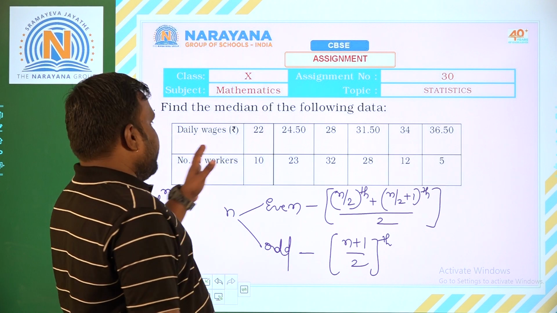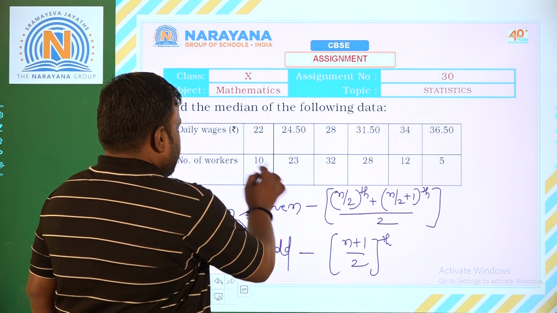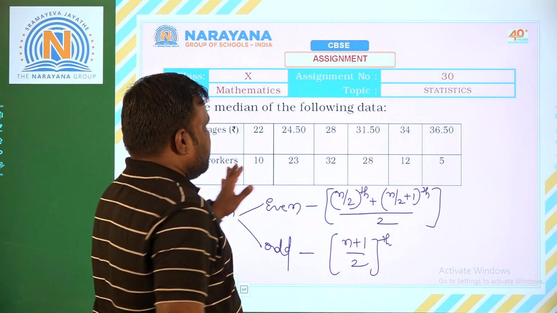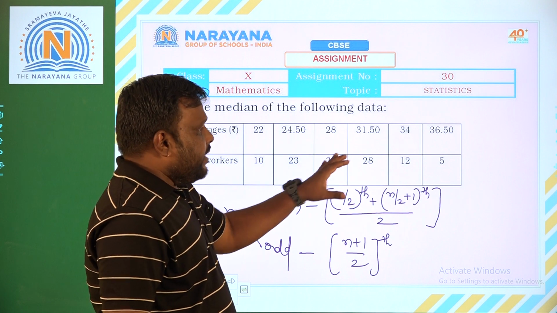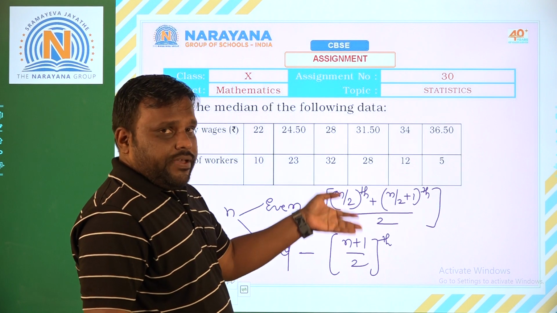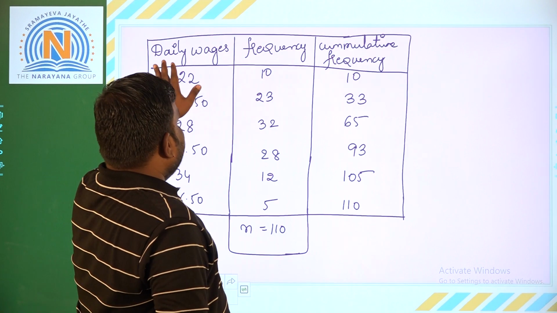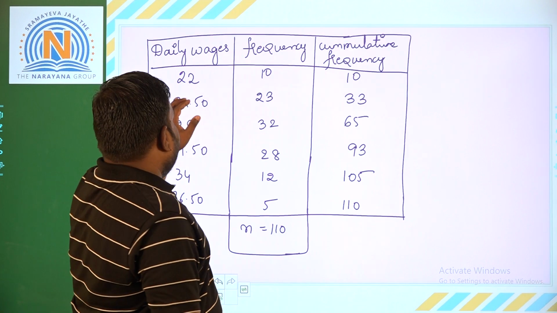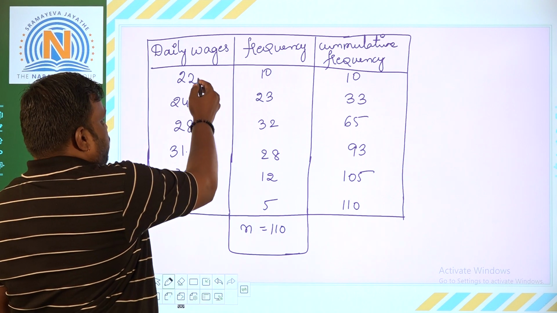So now let us look into this problem. What are we going to do in this case? First we will add all these numbers of workers completely. Then after adding, we will look at the value of n, and by that we will decide whether it is even or odd. So see here, we go for this table with daily wages and frequency. And next, when you draw the table for this, here are the values that we have.